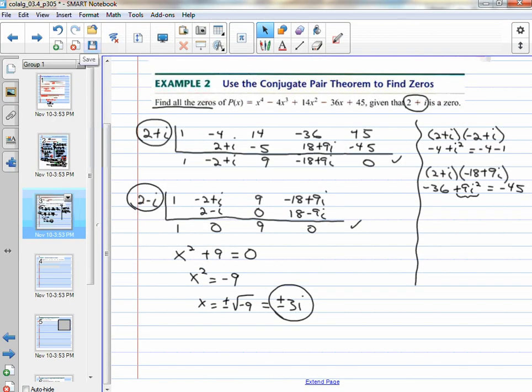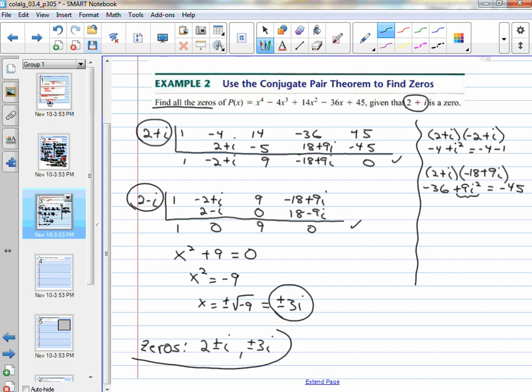So they have to start us out somewhere. They say, find all the zeros. There are all the zeros. I'll go ahead and write them out. My zeros are 2 plus or minus i and plus or minus 3i.